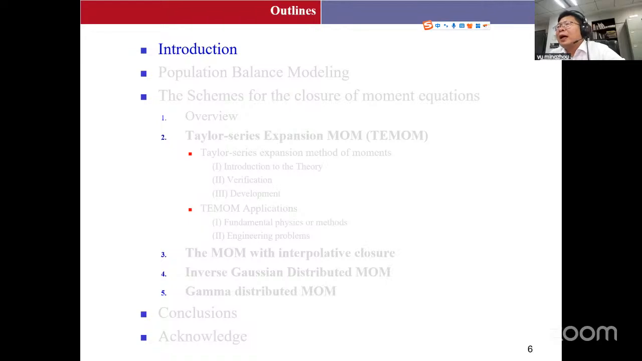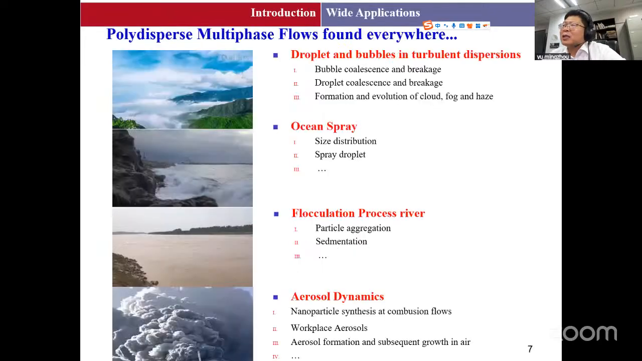Now, I give the introduction of my talk. Poly-dispersed particle flows are actually around us and show up in different areas. For example, you can find them in droplets and bubbles moving through turbulent flows, in ocean spray flow, in accumulation processes, in rivers, and in aerosol dynamics. Also, I want to show my research made about aerosol dynamics.